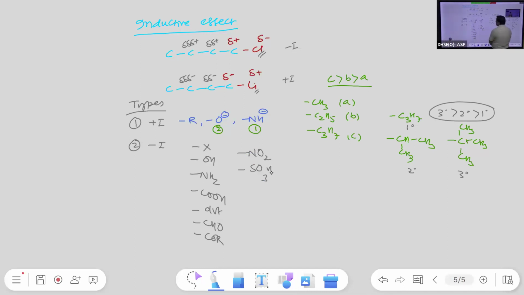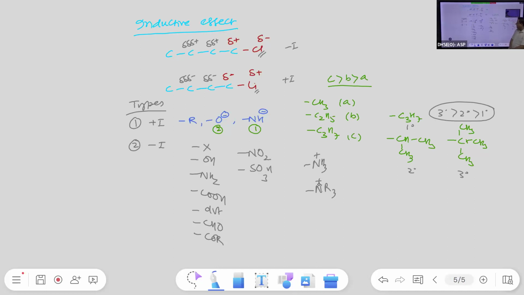Okay, students. When you compare, if there is a minus charge, that will be strong plus I. Similarly, if there is a plus charge, like NH3 plus or NR3 plus, this will show strong minus effect. Simply put, where there is a negative charge, the electron releasing power is higher, so strong plus I. Where there is a positive charge, the electron withdrawing power is higher, so strong minus I. Up to this clear?